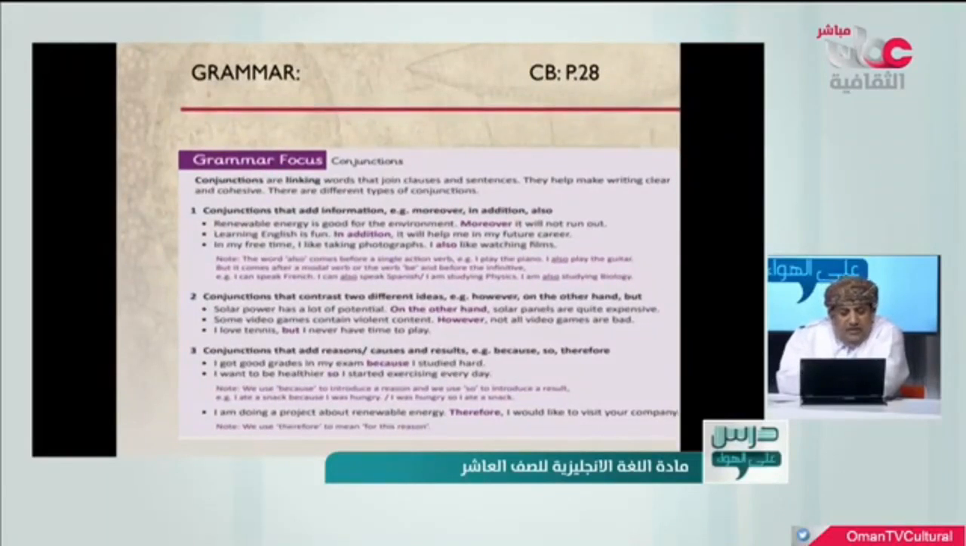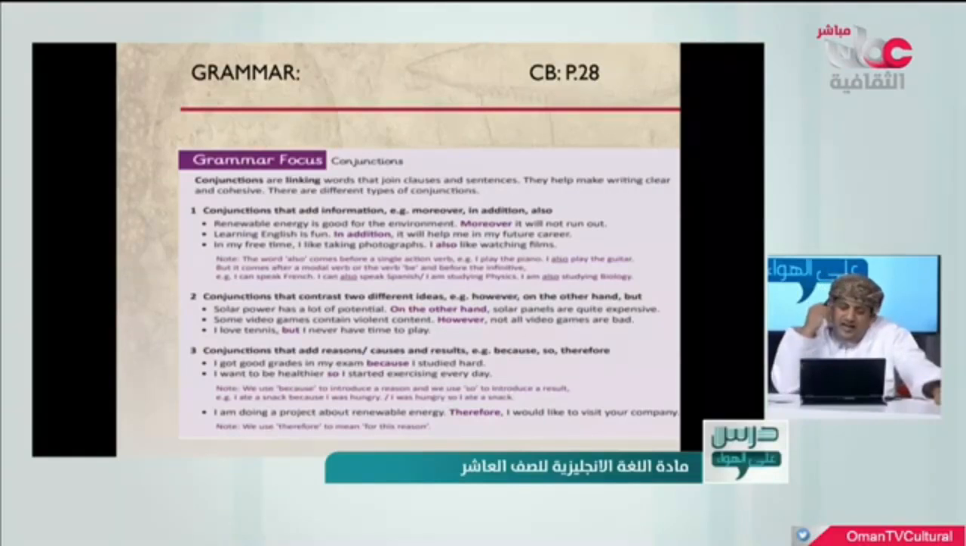The third type is conjunctions that add reasons, or cause and results. For example, because, so, and therefore. Here is an example. I got good grades in my exams because I studied hard. So this is the reason why he has good grades. Number two: I want to be healthier, so I started exercising every day. So exercising gives a reason why he wants to be healthy.